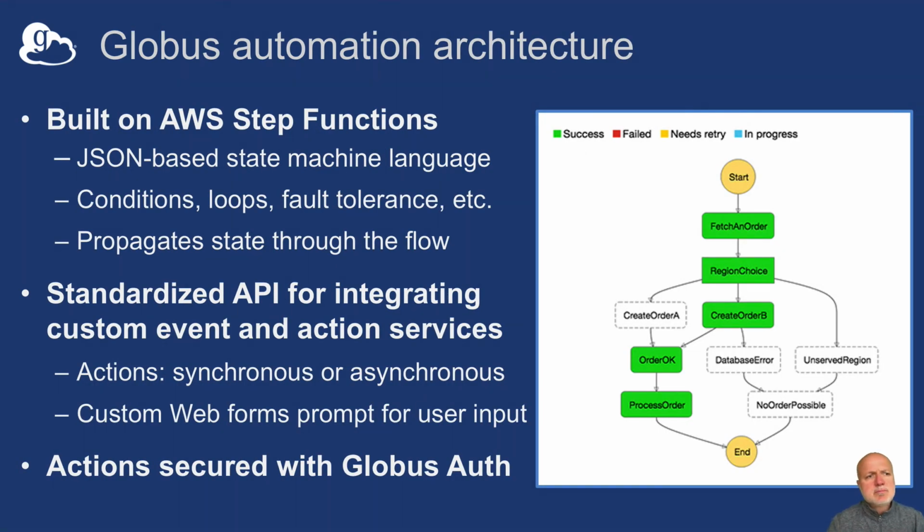So all of this is built on top of a service called AWS Step Functions. So it provides a declarative way to state what the actions are and what events will trigger them. And what we've done is we've provided an API that allows you to build these so-called action providers, these things that will initiate various actions on the underlying resource. And everything here again is secured using Globus Auth.